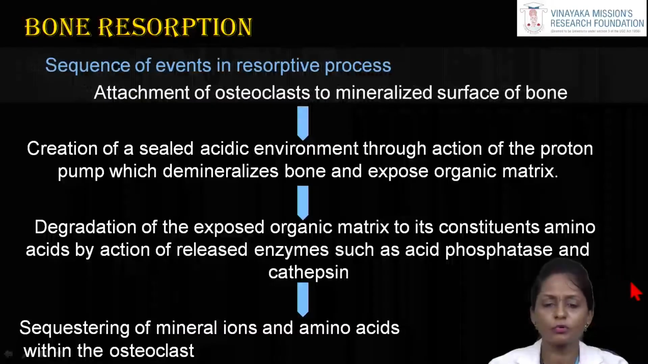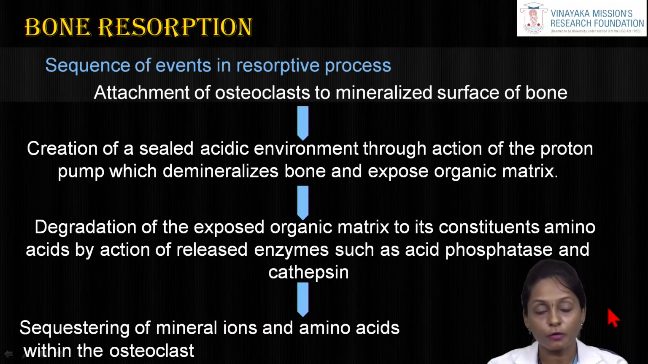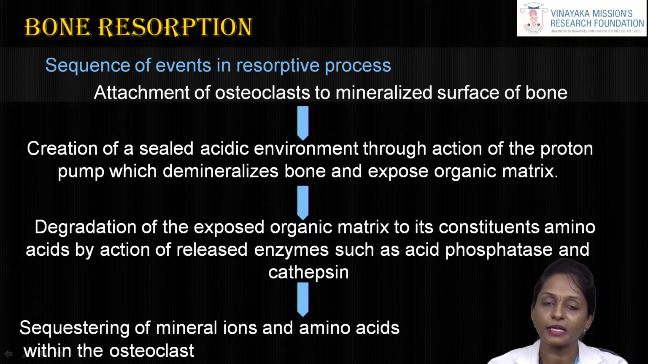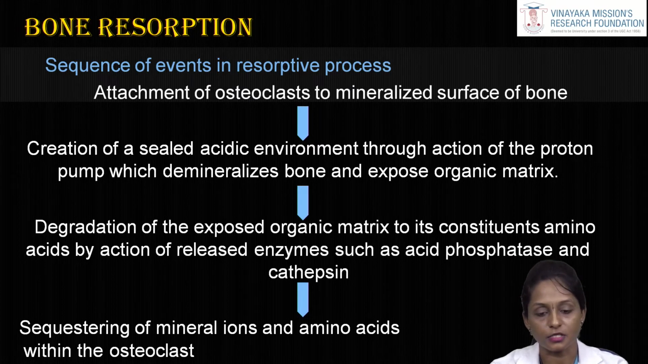Coming to bone resorption, bone resorption and bone formation happen throughout our life. So let us see what bone resorption is all about. In the resorptive process, there is a sequence of events that takes place. As I've already told you, there are 4 types of bone cells, of which the osteoclast is responsible for the bone resorbing process.